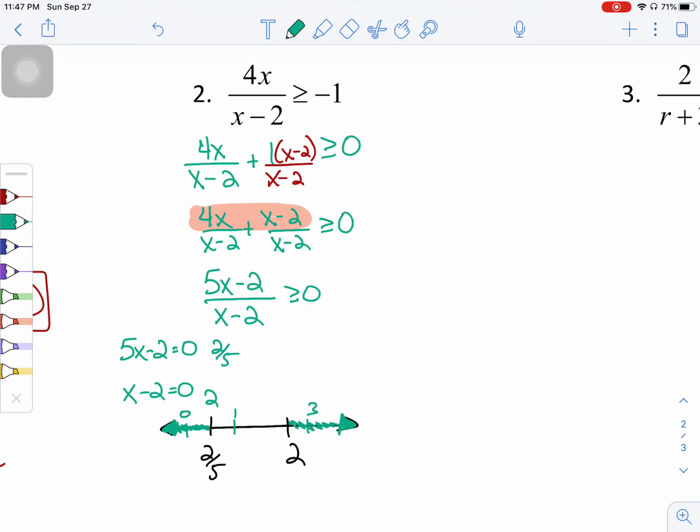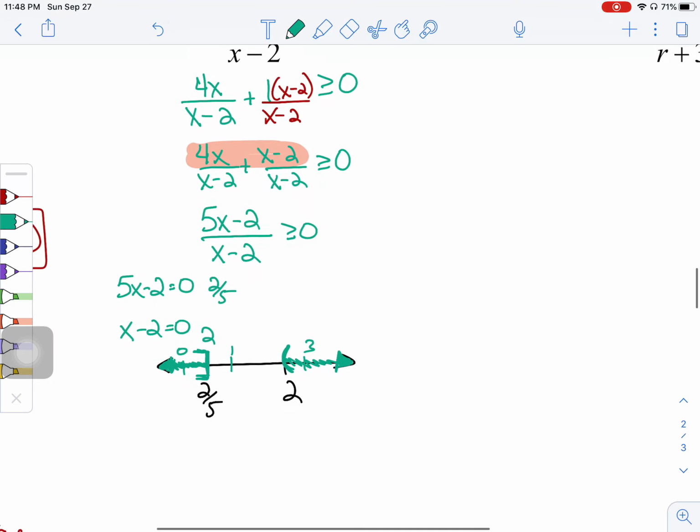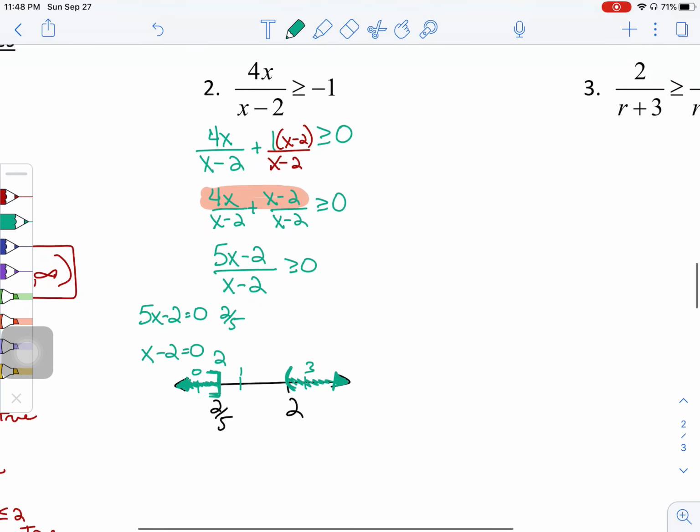Okay. This particular rational inequality did have an equal to. So the critical value that came from the numerator, in this case 2/5, takes the bracket. The critical value that came from the denominator, not so much. Parentheses there. All right. So obviously you're noticing I did not write out the check for this one. You don't have to write the check out.